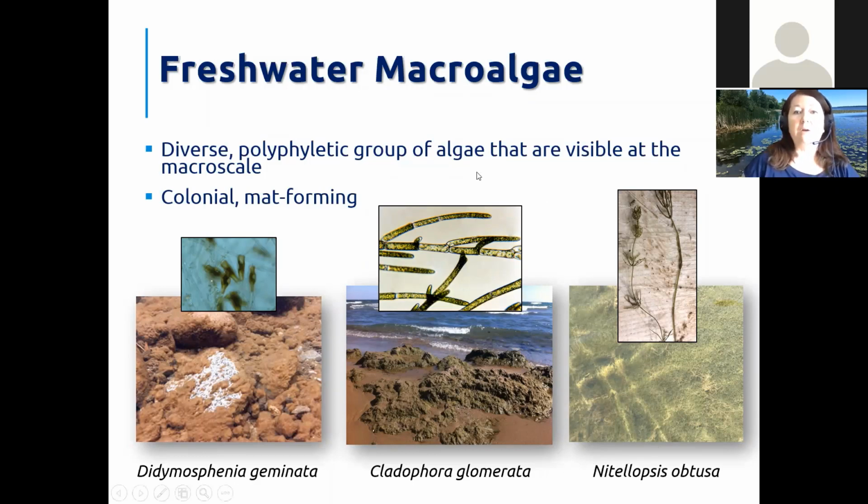But the freshwater macroalgae, just like microalgae, are diverse. They're a polyphyletic group of algae that are visible at their macro scale. And so that's basically how they're differentiated. Can we see them with the naked eye? And another kind of similar feature that characterizes macroalgae is they tend to be colonial and mat forming. So they grow together and form these dense mats or colonies.